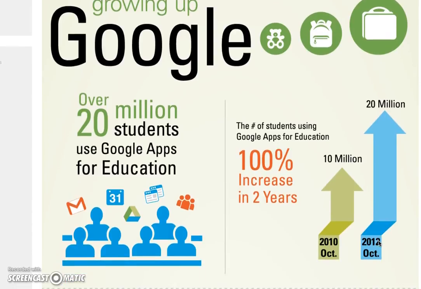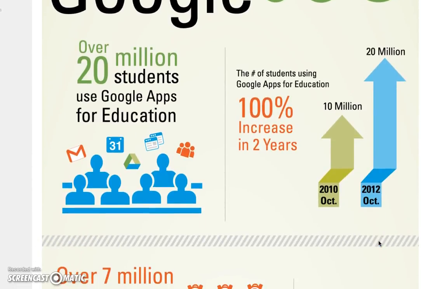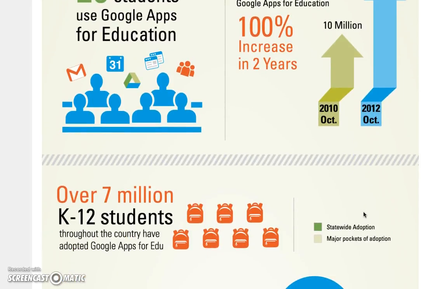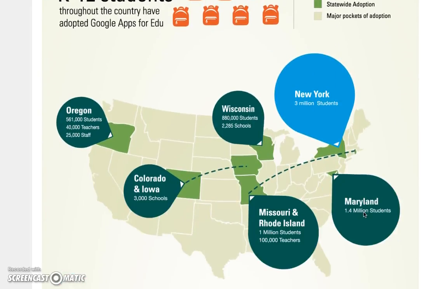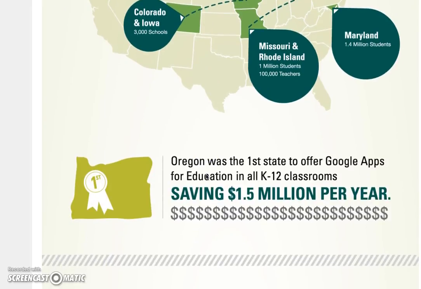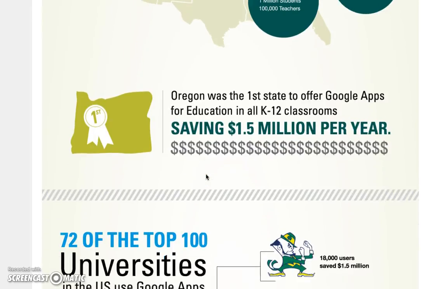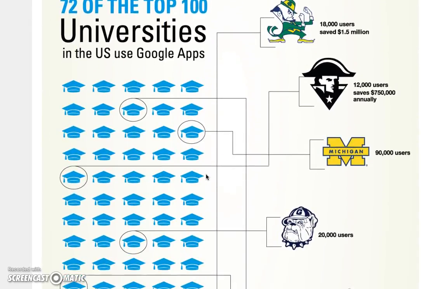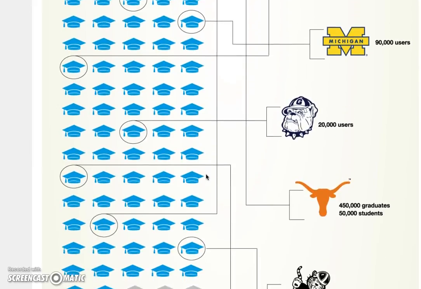So this is just an infographic explaining a little bit about the rise of Google in education. It's a little bit old, 2012, but that's okay. It's still interesting to see that rise and that push towards Google Apps. Oregon was actually the first state in the US to have Google Apps in all K through 12 classrooms. So that's kind of cool. And then universities also are switching over to Google Apps.